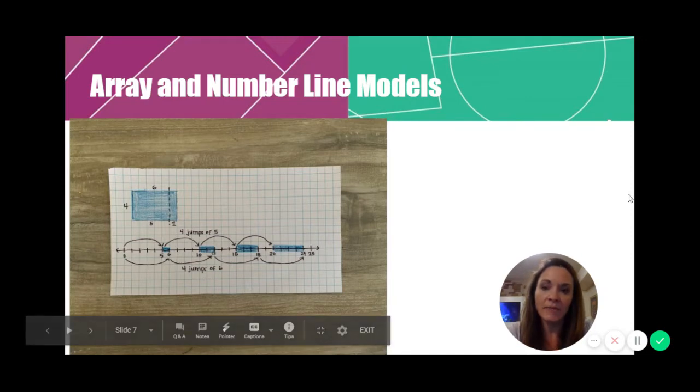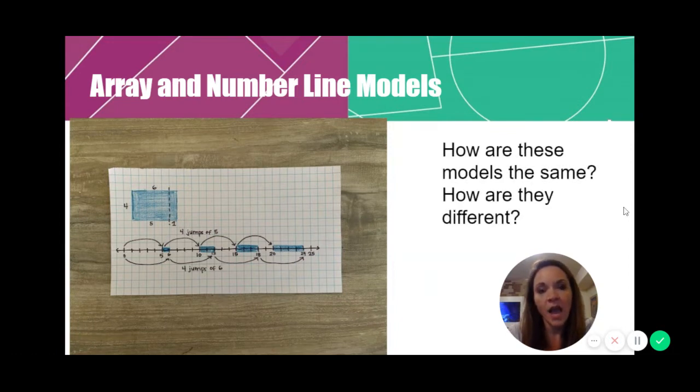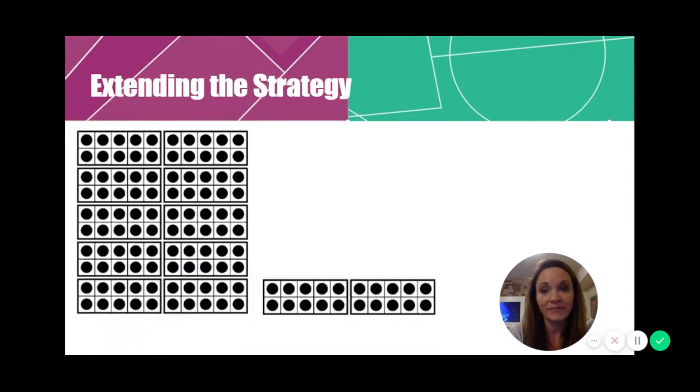Here is an array model and a number line model showing 4 times 5 and showing 4 times 6. I want you to think about how these models are the same and how they are different. You might want to pause the video for a minute and jot down some ideas or share your ideas with someone nearby. These are all examples of the building up strategy for multiplication times 6.